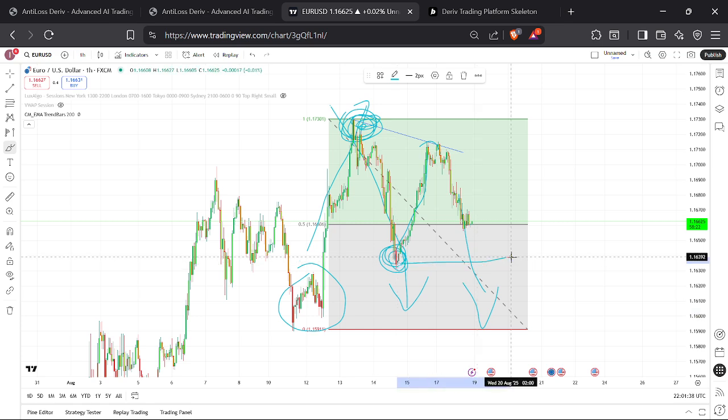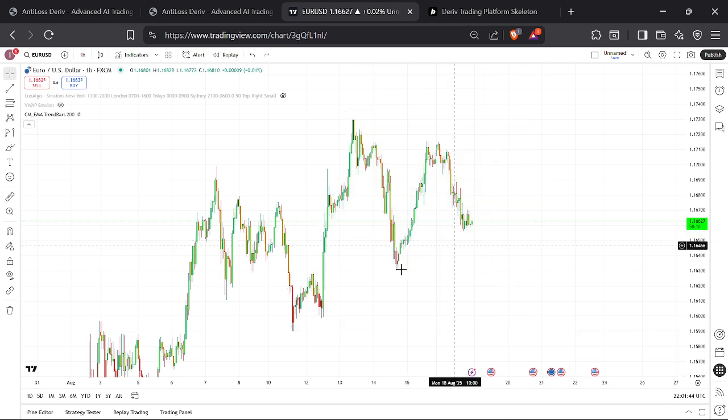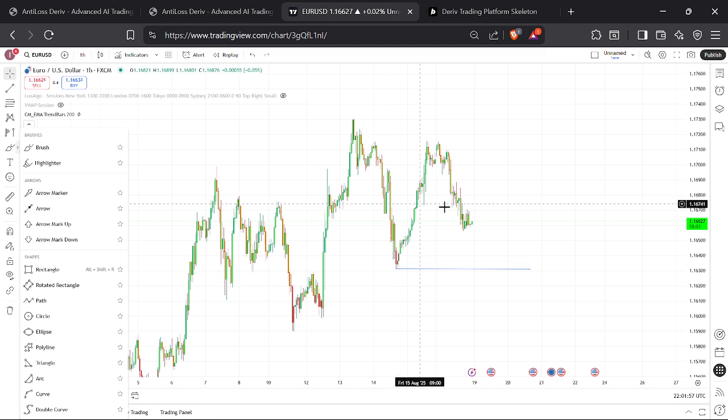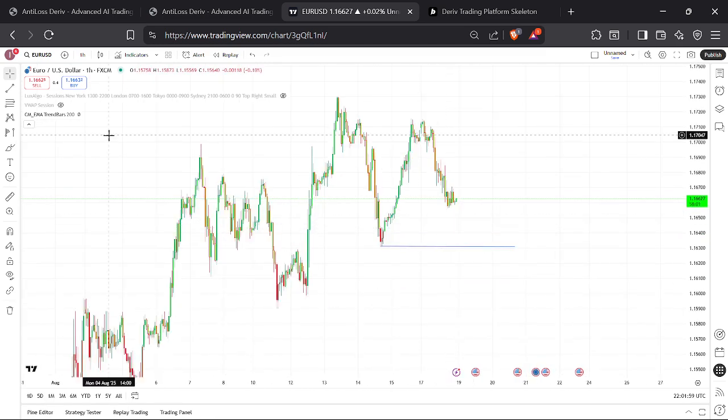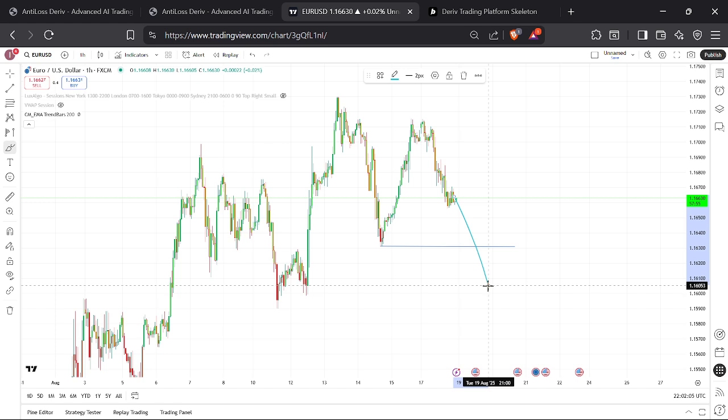Don't worry about silly drawings on my chart. Let me remove everything. It means that this low here, this place here, might now become our weak low, and we are expecting the market to come and trade below this level. Market to come and trade below this level here.